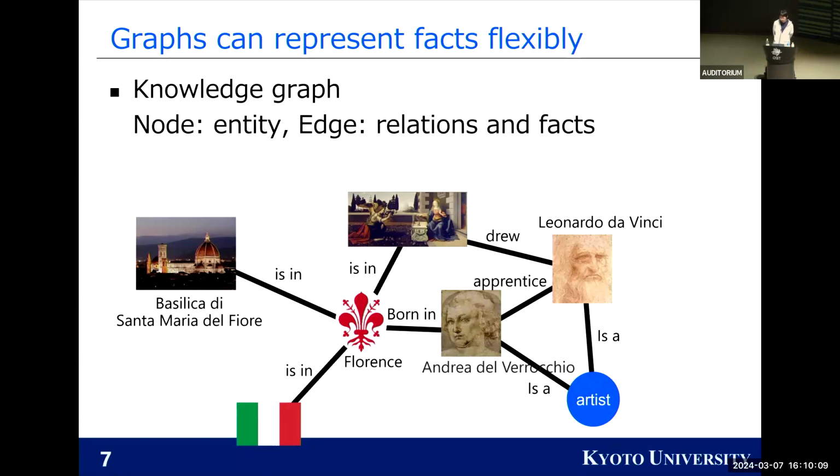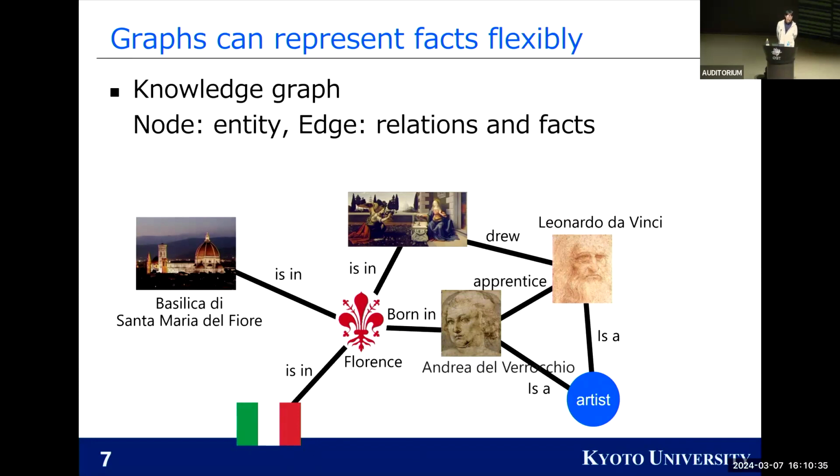Like we can know that Verrocchio was born in Florence, who was an artist and who was a teacher of Leonardo da Vinci, who was also an artist. And he drew this picture, and this picture can be seen in the museum in Florence and so on. And we can also think of many kinds of facts represented by knowledge graph, and the scope of knowledge graph is not limited.